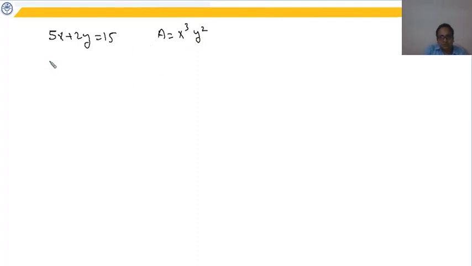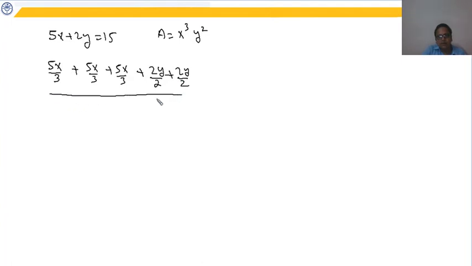Power of x is 3. So we divide 5x into 3 parts: 5x by 3, 5x by 3, and 5x by 3. And power of y is 2. So we divide this 2y into 2 parts: 2y by 2, 2y by 2. We know the arithmetic mean of these 5 numbers is sum divided by 5, which is definitely greater than or equal to their geometric mean. Geometric mean says their product to the power 1 by 5.